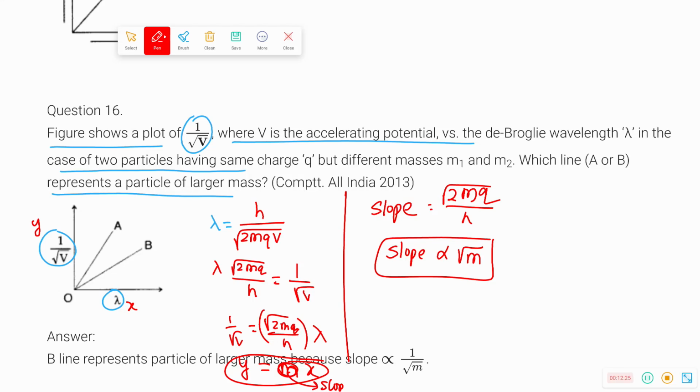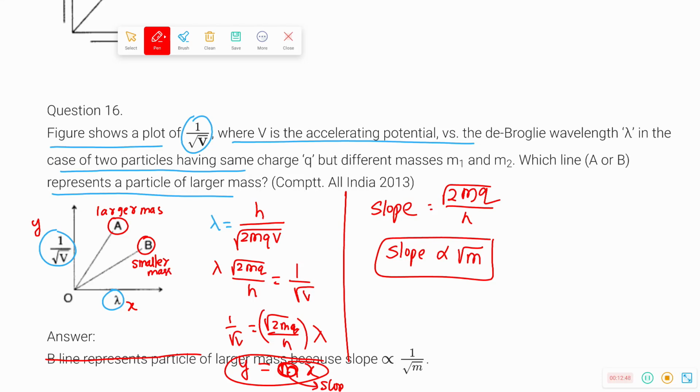So here what did they tell? They told wrongly. They told that B line represents the particle of larger mass. That is wrong. Here the answer is A will have larger mass. So remember this. B will have smaller mass.